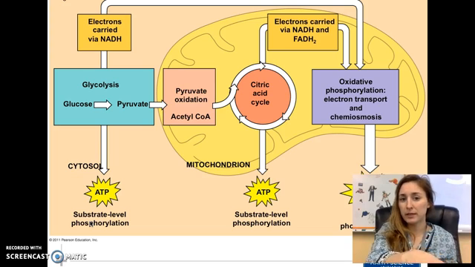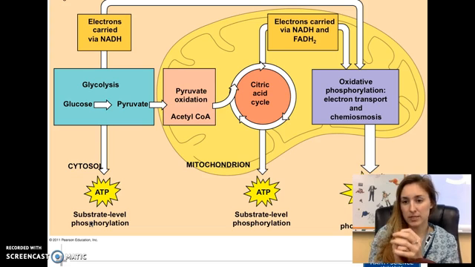We've talked about the blue and the light pink squares. We're now going to talk about that cycle that's happening in the mitochondria. The final thing we talk about is oxidative phosphorylation.